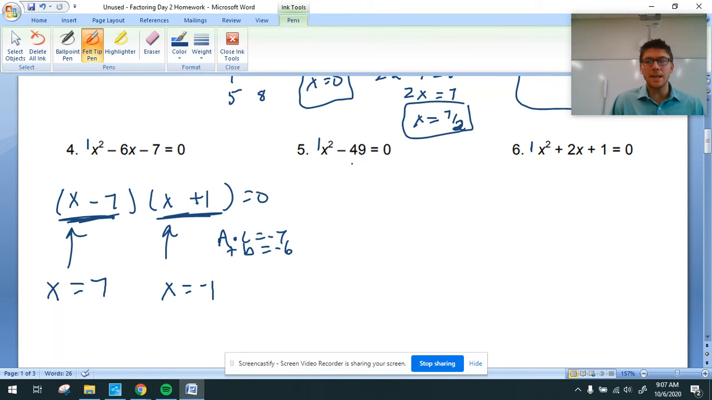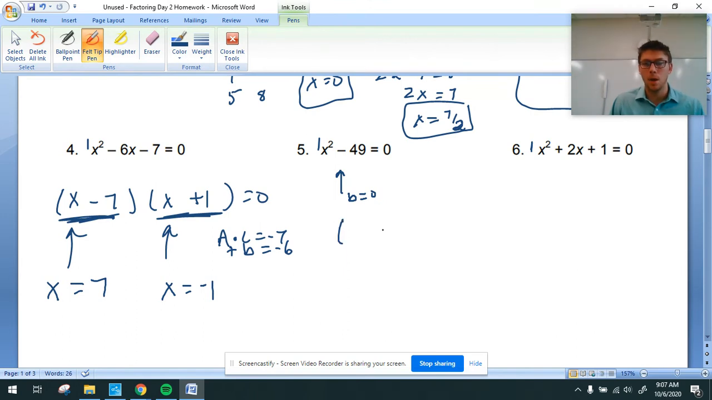The next one here, I need to find, notice the middle number is missing. That means the b value is 0. That's okay, we can still factor. This one is perfect for square rooting, but this is what's referred to as a difference of squares in factoring. But it uses the same technique we just did.